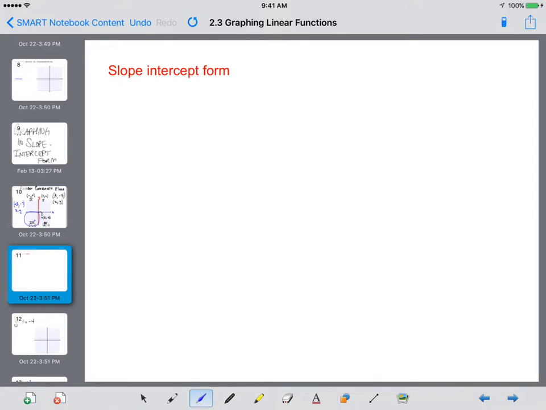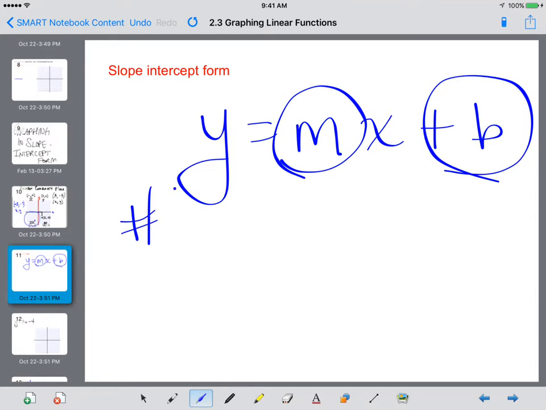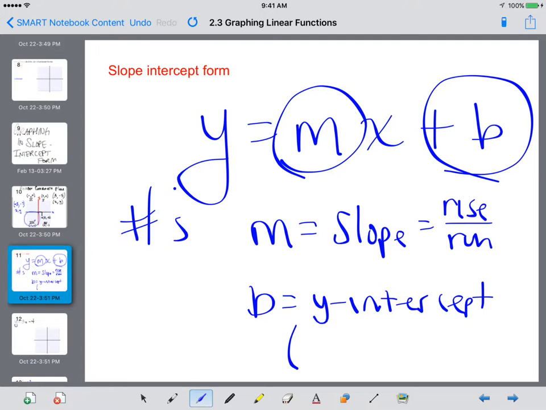Slope intercept form is y equals mx plus b, where m and b represent numbers. M equals the slope, which can be referred to as the rise over the run. B equals the y-intercept. The y-intercept means where it crosses the y-axis.